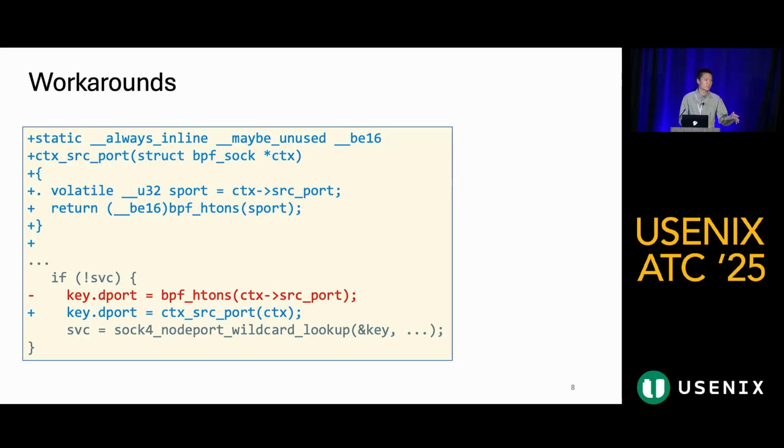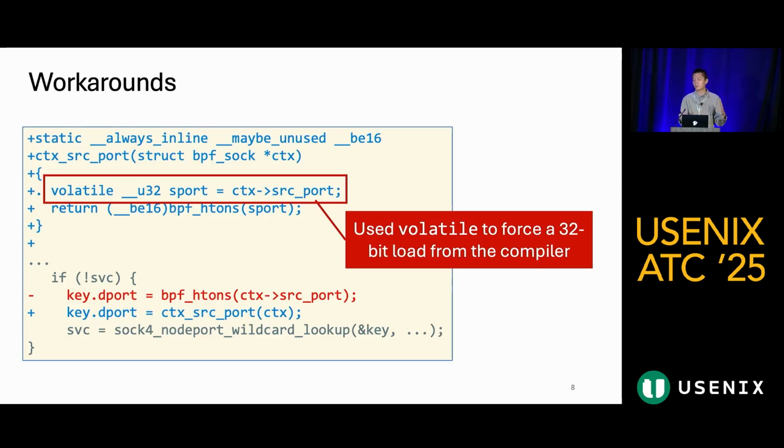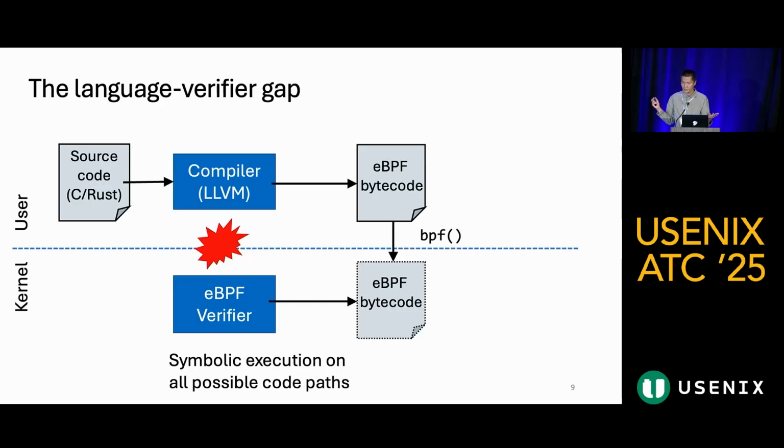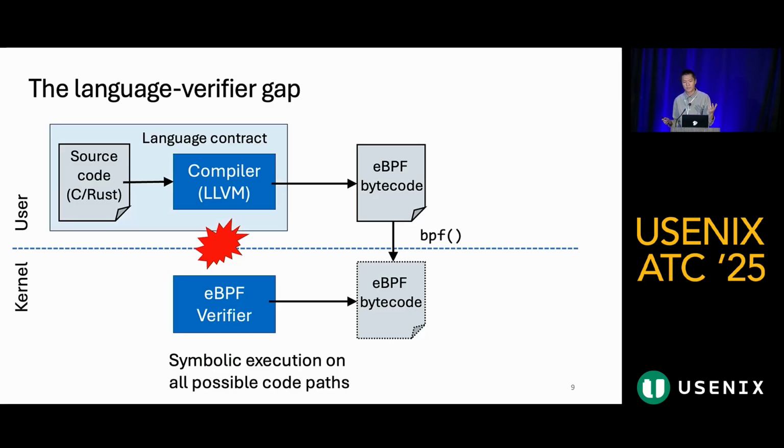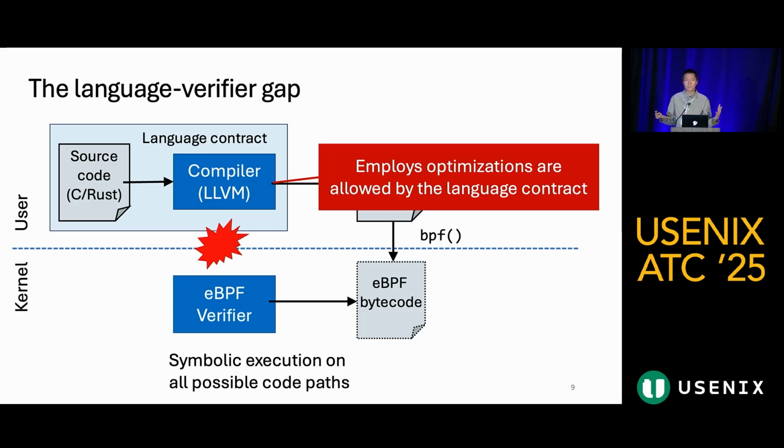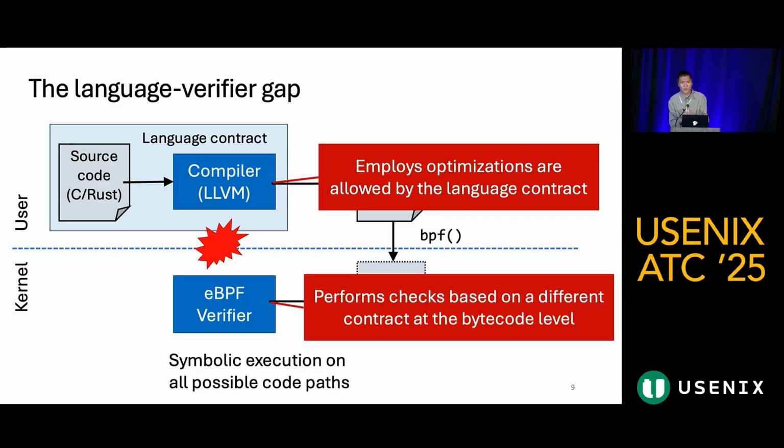So developers, in this case, had to put extra effort to fix the problem, here by using the volatile keyword to force a 32-bit load from the compiler. So we argue that there exists a gap. On one side of the gap is the high-level source language, whose contract binds the compiler and the programmer together and allows the compiler to employ optimizations that are reasonable under that contract. And on the other side is the BPF verifier, which performs checks based on a different contract at the bytecode level. So we call this gap the language-verifier gap.